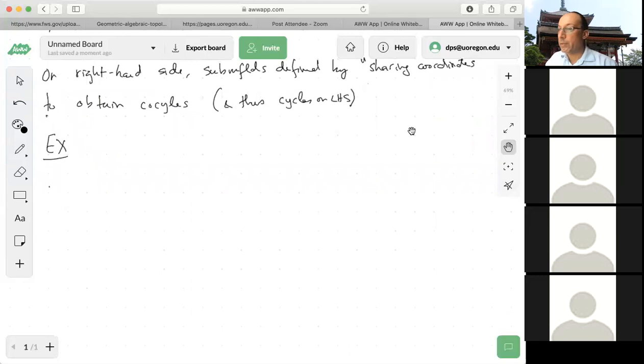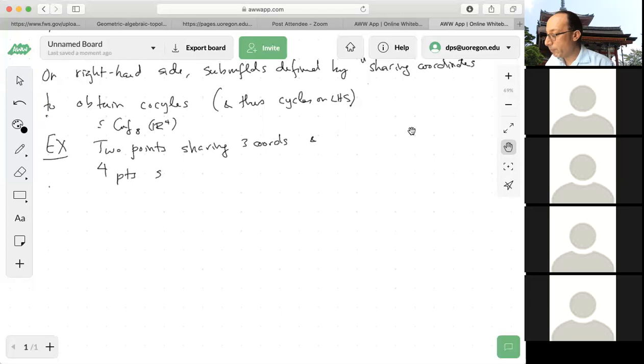We're going to think about 2 points. So this is inside configuration, say, of 8 points in R^4. 2 points sharing 3 coordinates, and also 4 points sharing 1 coordinate, which then decompose as 2 groups of 2, which share an additional coordinate.